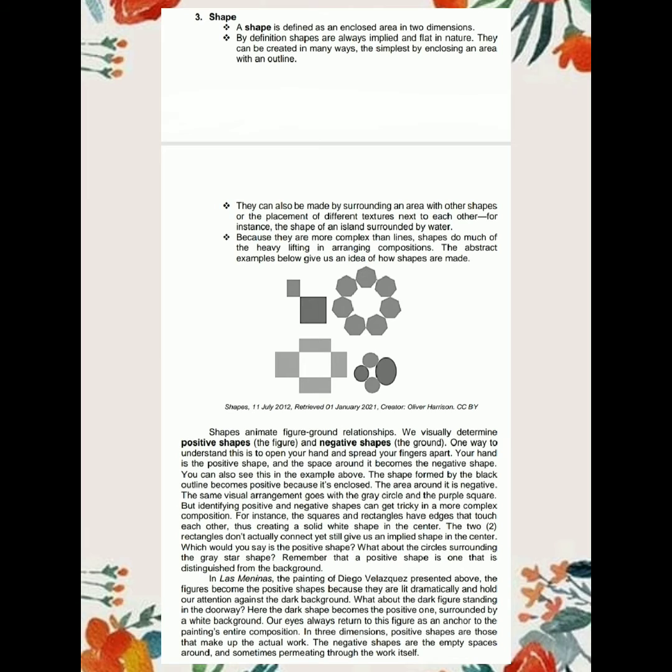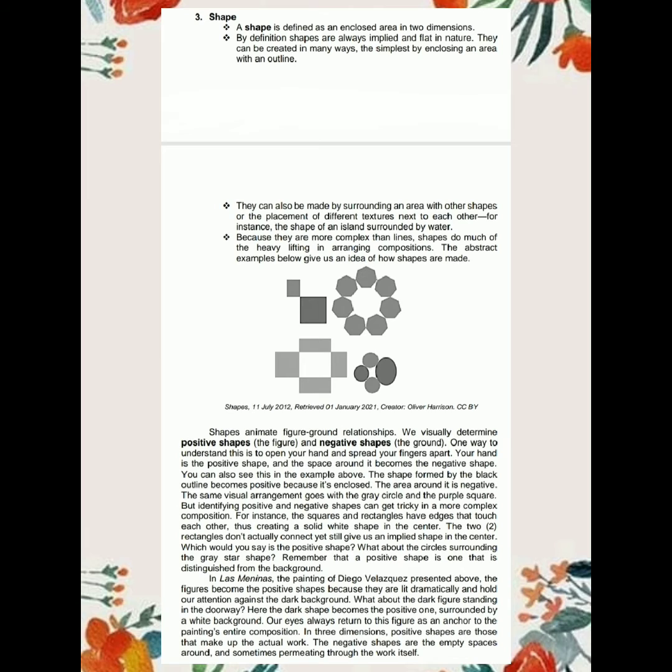Because they are more complex than lines, shapes do much of the heavy lifting in arranging composition. The abstract example below gives us an idea of how shapes are made. Shapes animate figure-ground relationships. We visually determine the positive shape, the figure, and the negative shape, the ground. So I will explain the positive shape and negative shape.